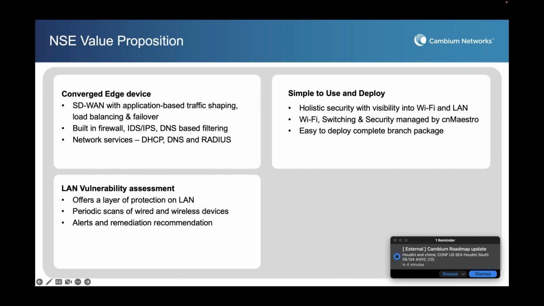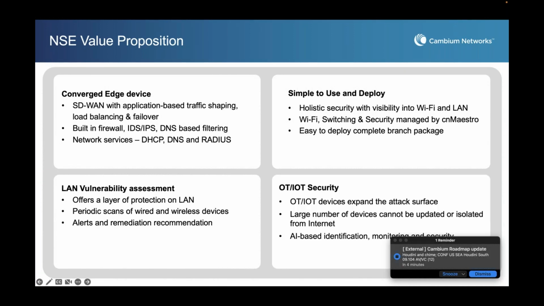The third one is we talked about the LAN vulnerability assessment. Unlike a classic security appliance, this also gives you another layer of protection for your LAN devices, both wired and wireless, inside the LAN. And then finally, there is the new security threat on the OT side and IoT side, with devices becoming more prevalent. You need to start with visibility and then ultimately security. We do the visibility through external services that we subscribe to, and that's all based on AI identification and monitoring. Okay, so that's the value proposition.